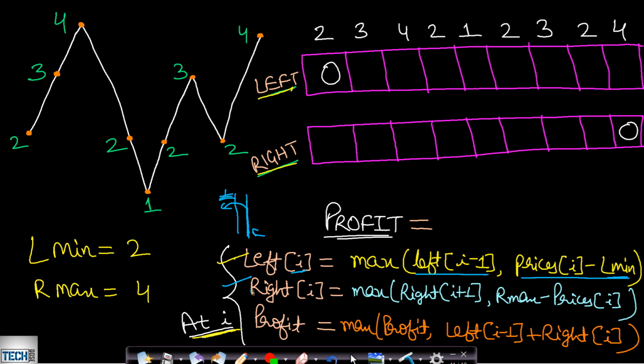Now similarly for this second case, if we are at a given point I, then the maximum profit for the right transaction, where we are allowed to make a maximum of one transaction, will be equal to the already calculated max value for the right hand side line, comma, the maximum profit for this current line, which will be equal to R max, which is the maximum value on the right hand side of the current line, minus the current price at the current point I, which is prices at I.